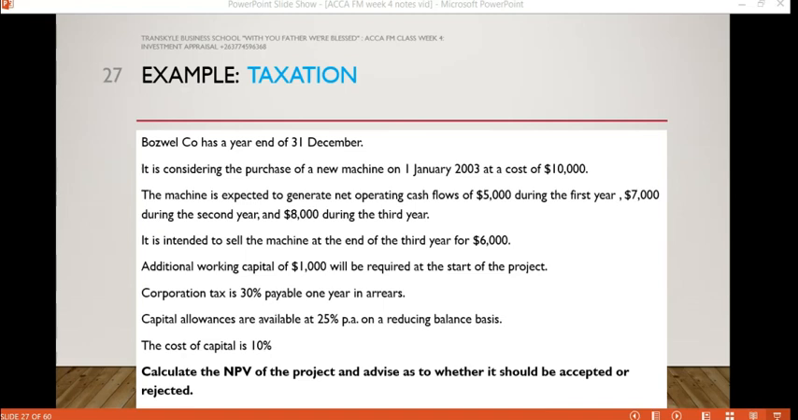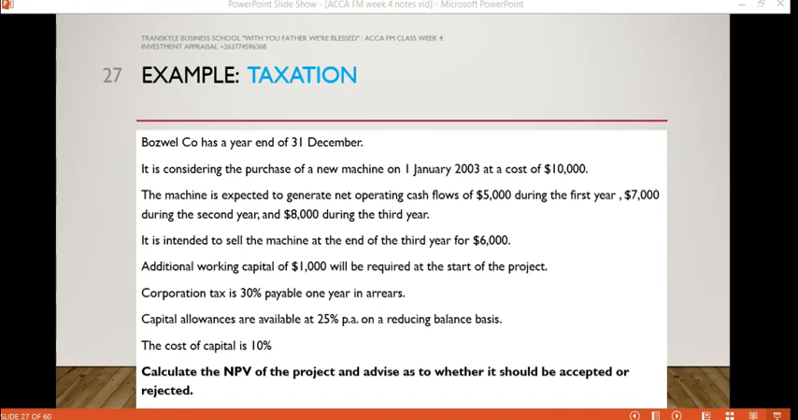In this particular video, we are going to dedicate all our energy to the aspect of taxation. Taxation is going to come up in our examination, and we have to know how to treat taxation when it comes to net present value computations.